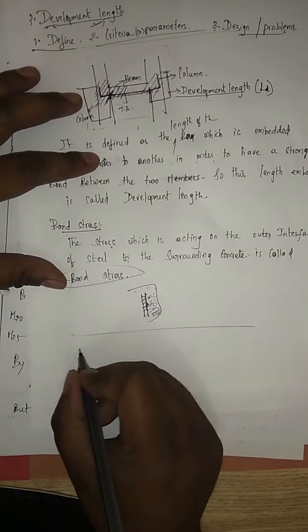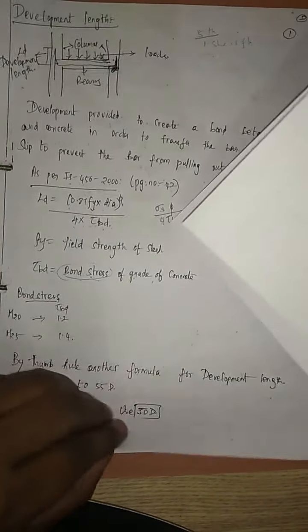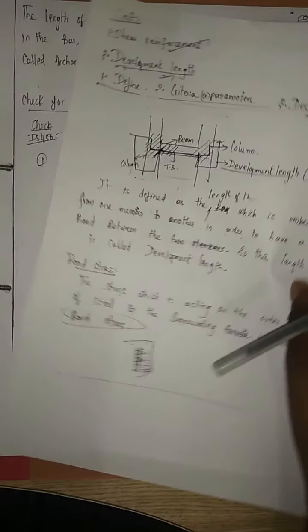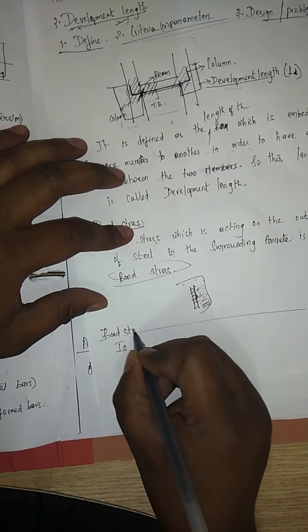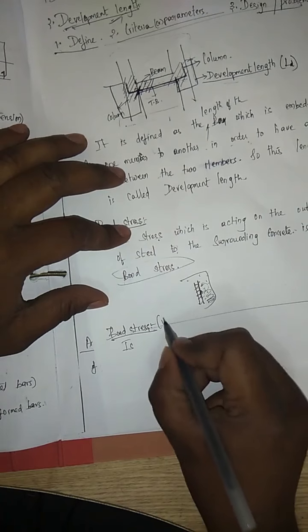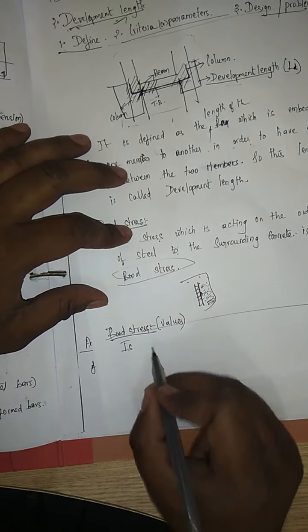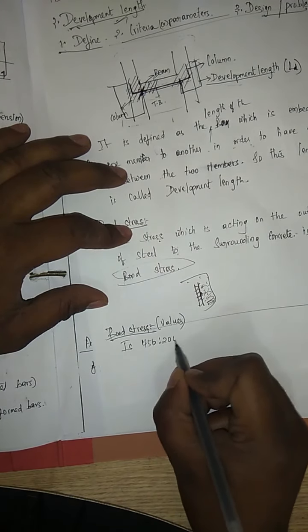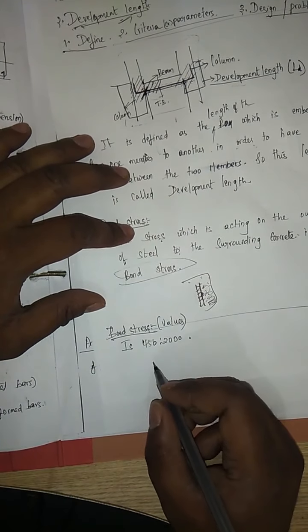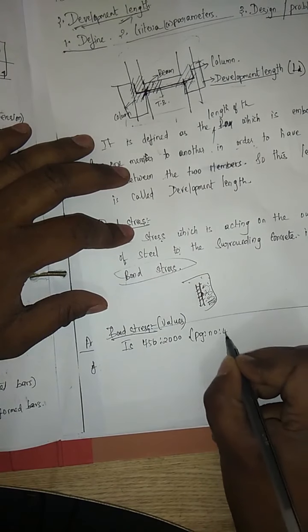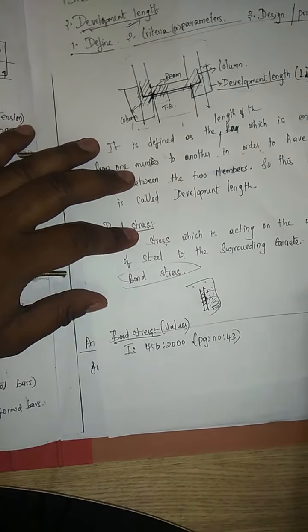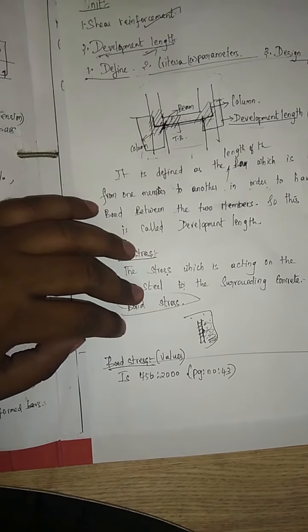So if you see IS 456-2000, bond stress values are given in IS 456. There is a table given on page number 43. I will show you the table in IS 456, page number 43.